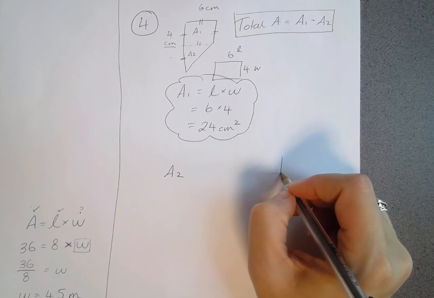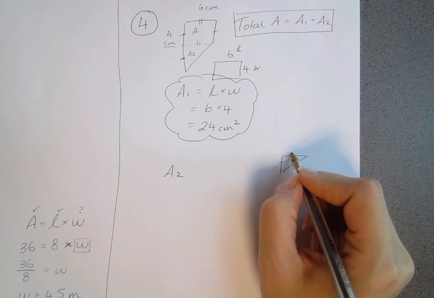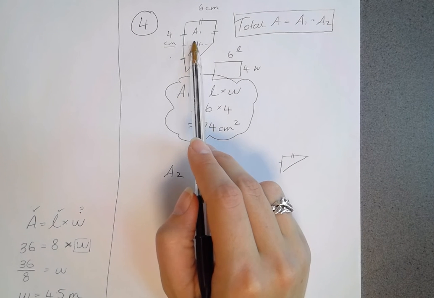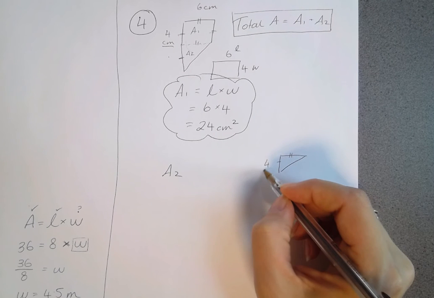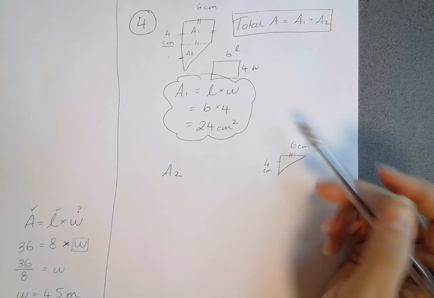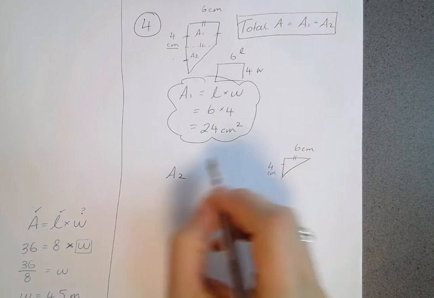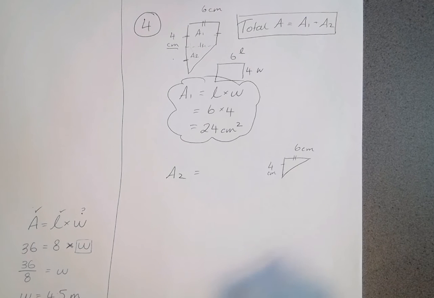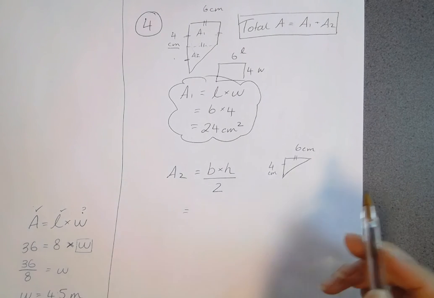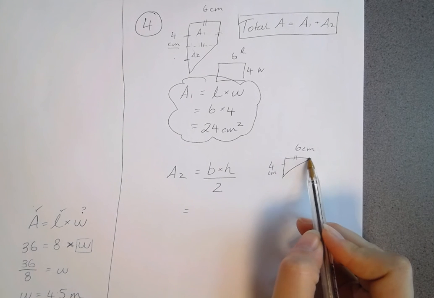Area 2 is this shape here, and we've got this dash here and these dashes here. If we compare them up here to the rest of the measurements that we do know, let's have a look. We know that this one's 4 centimetres and this one is 6 centimetres. And it looks like we're using the same kind of dimensions, but we've got a very different shape here. So this is a triangle, so we need to recall the area of a triangle. Area of a triangle is base times height divided by 2.